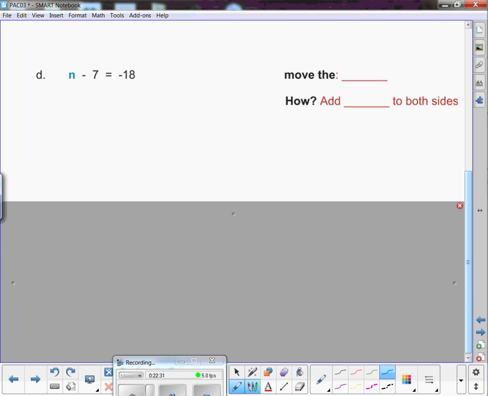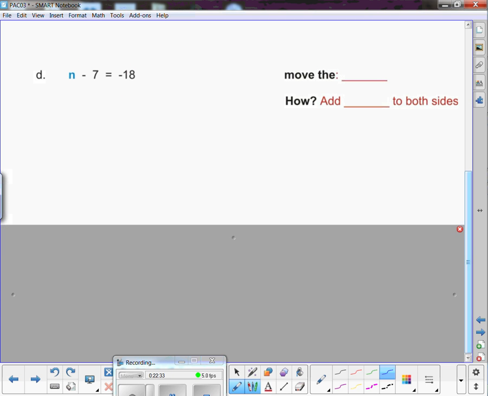Let's do D. All right, so in D, again, you're looking at this, and what do I need to move? Are you thinking of something? Look at the problem. What do you need to move? I hope you're thinking the negative 7. And how do you move it? By adding its opposite, a positive 7 to both sides.